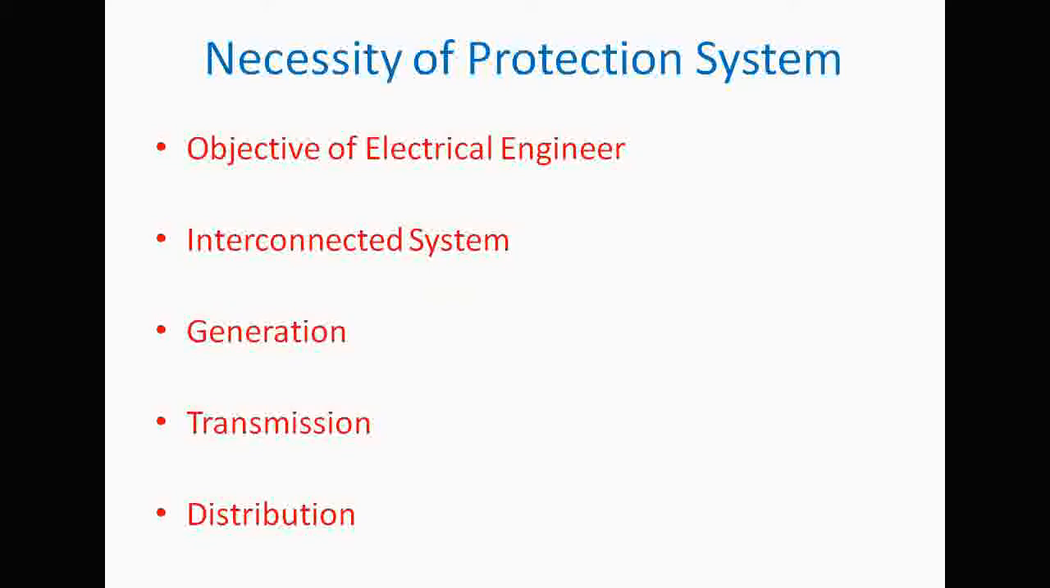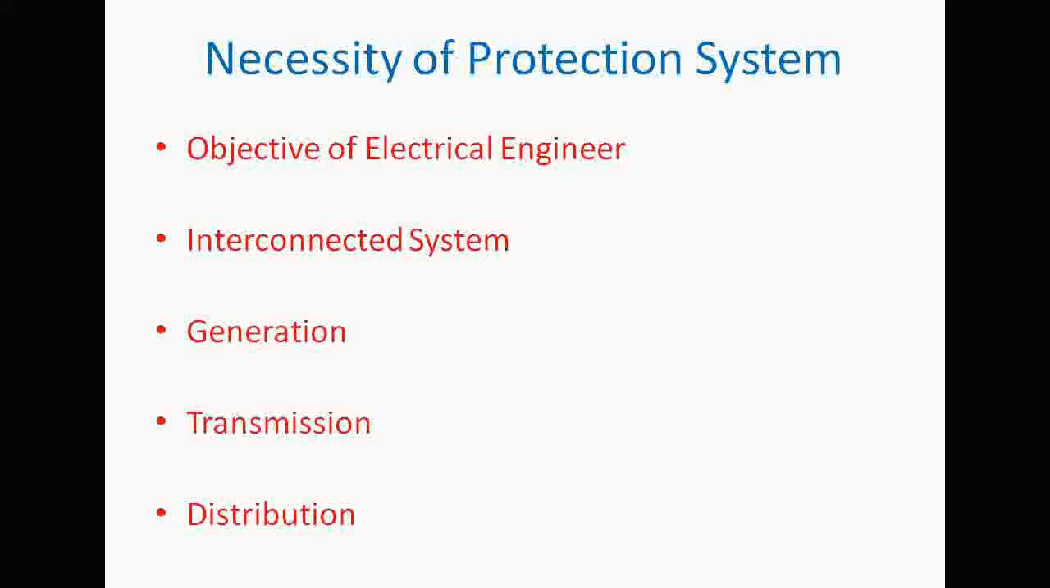Now first we can see the necessity of protection system. Now as we know that our prime objective as electrical engineers is to maintain the continuity of the electrical power supply. We also know that all our electrical power generation plants are interconnected and form the grid. Grid is also interconnected. If we see from the generation side, transmission side, distribution side, all the three networks are interconnected to maintain the continuity of the power supply.